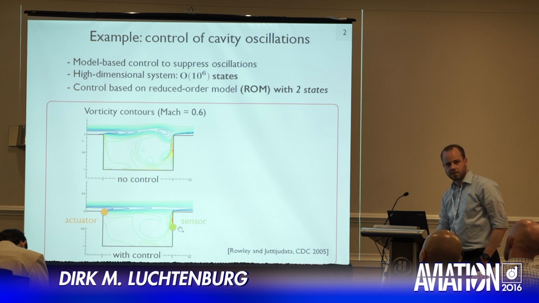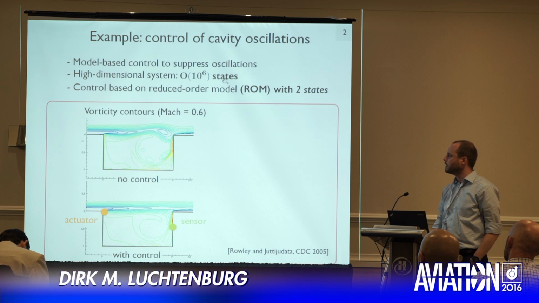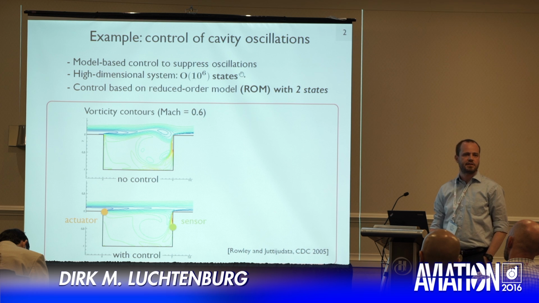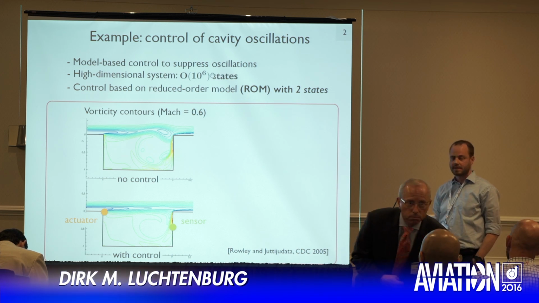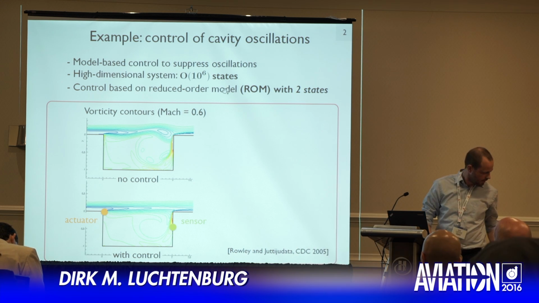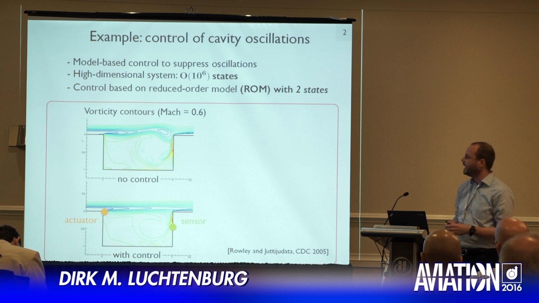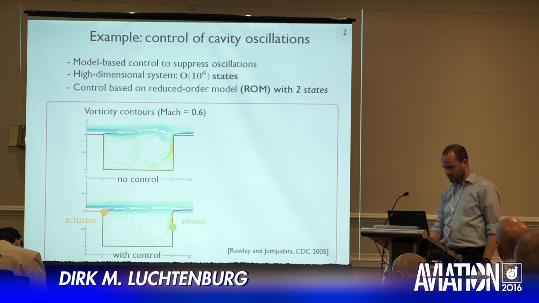Now, we could try some method and try to control this flow. But essentially what we really want to do is come up with a model that we can use to design a flow control. The original model is of the order of 1 million states, so we come up with a reduced order model, and we use that reduced order model with 2 states to control the flow.